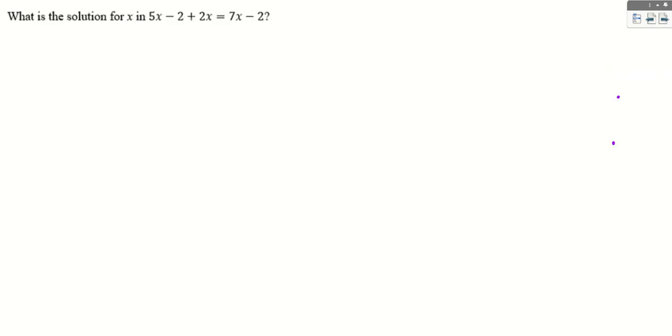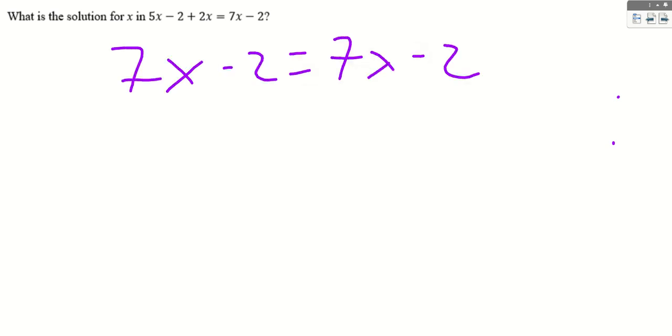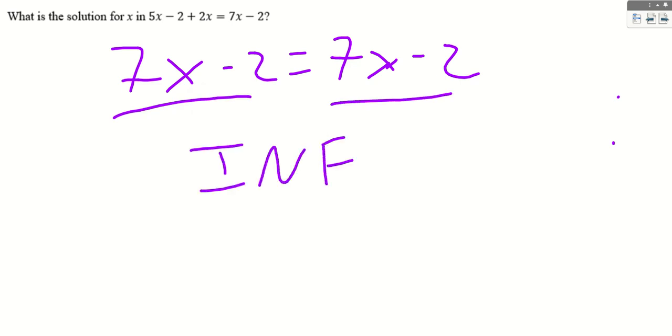Okay, so now I'm just going to combine like terms, and I get 7x minus 2 is equal to 7x minus 2. When I have the exact same thing on the left and the right, we say that this is infinite solutions.